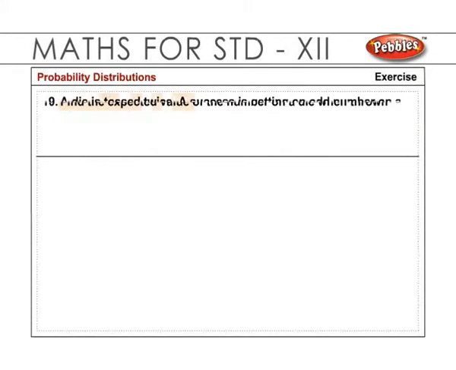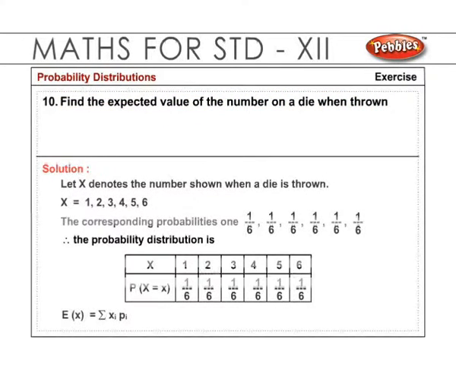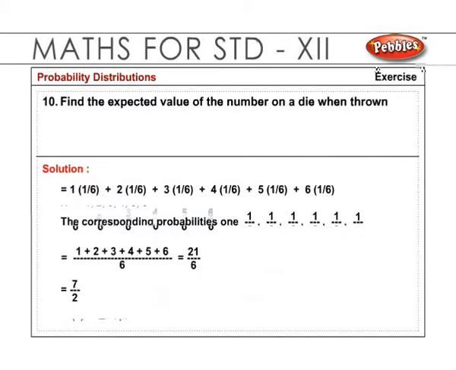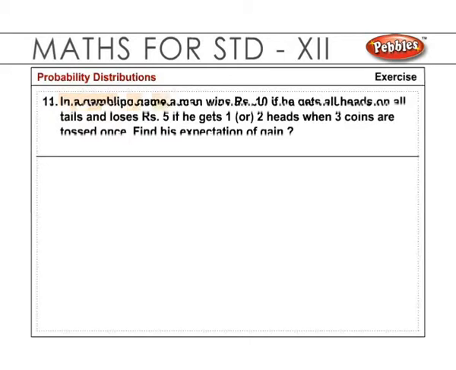Find the expected value of the number on a die when thrown. In a gambling game, a man wins rupees 10 if he gets all heads or all tails, and loses rupees 5 if he gets 1 or 2 heads, when 3 coins are tossed once. Find his expectation of gain.